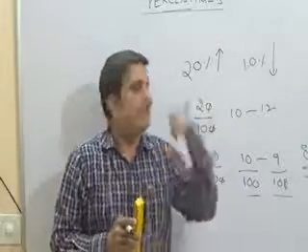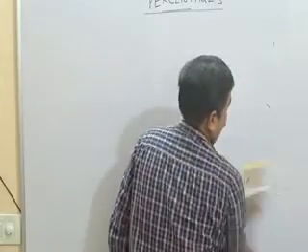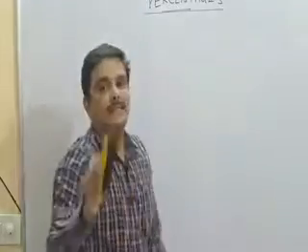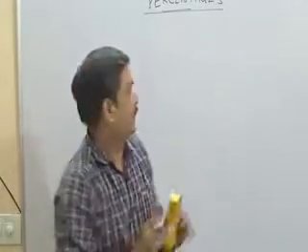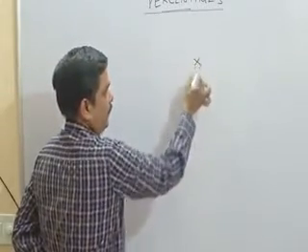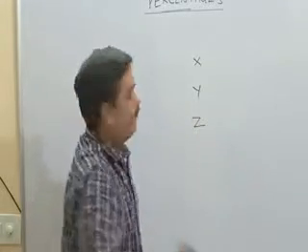The next point is sometimes they give in this way. Suppose the comparison they give. They give the comparison. What type of comparison? Three numbers are there. Let us take number x, number y, number z. They give in this way.